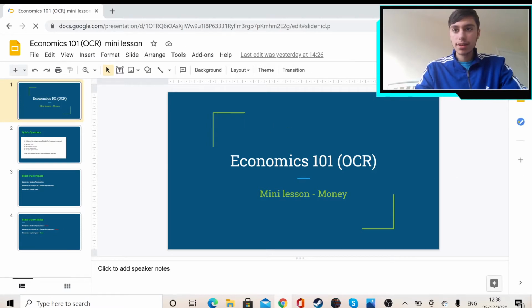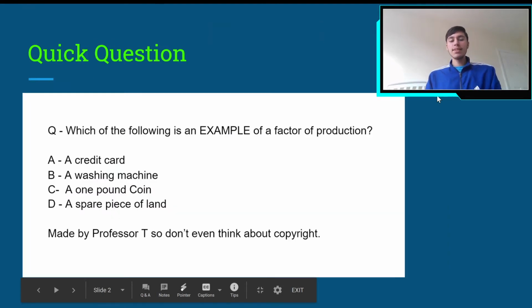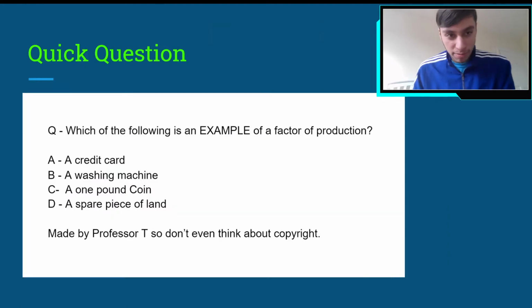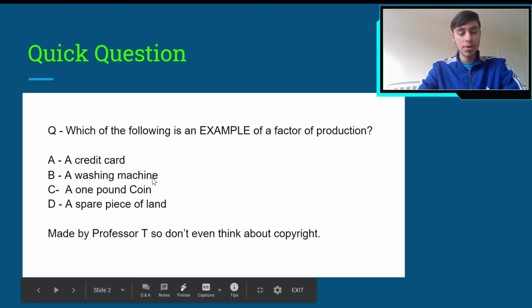Alright guys, so Economics 101, money lesson. I would like to start you off by asking you this one very simple question. Which of the following is an example of a factor of production? How many of you actually recognize this question? I'm curious. First try to solve it. Give yourself a few seconds, pause the video if you want. I'll give you 5 seconds anyways.